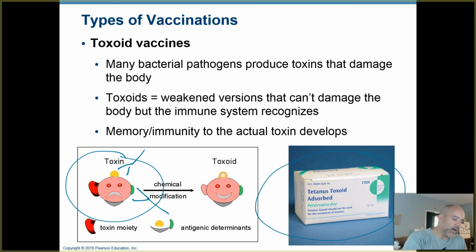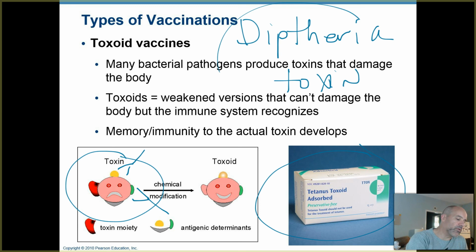Here's a picture of a box that contains tetanus toxoid vaccine in it. That's what you get as part of the DTaP series of shots. Tetanus toxoid is included in that when you get a DTaP shot when you're a kid. The D in DTaP stands for diphtheria toxin.